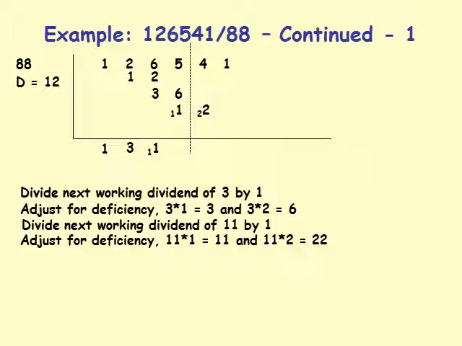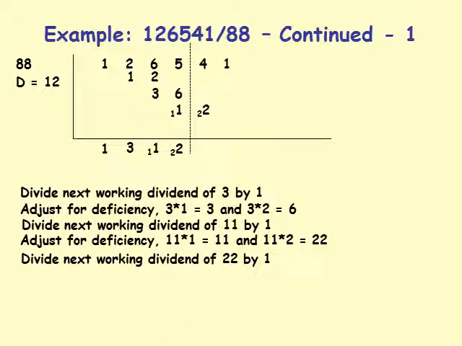11 was the coefficient, and the two digits in the deficiency were 1 and 2. 11 times 1 is 11. 11 times 2 is 22. Let's continue. So the next dividend is 5 plus 6 plus 11. In the next dividend position, I have a 22. So I need to divide 22 by 1, which is my second division.